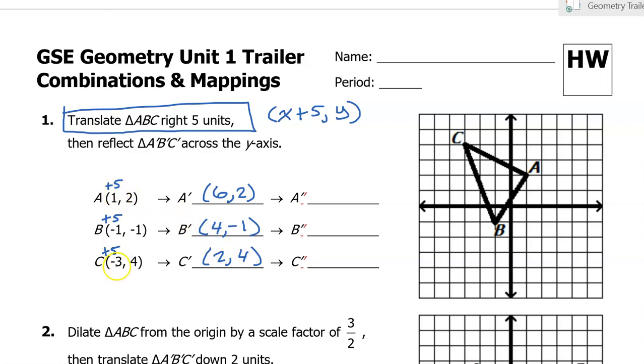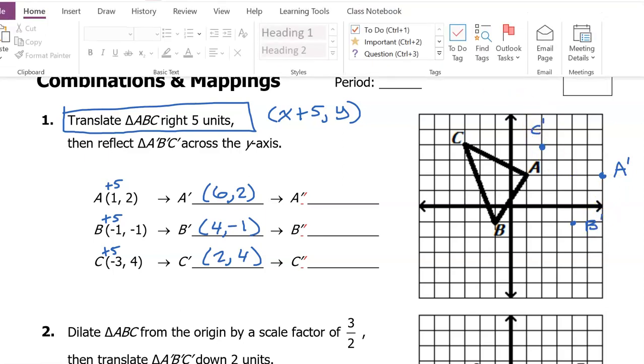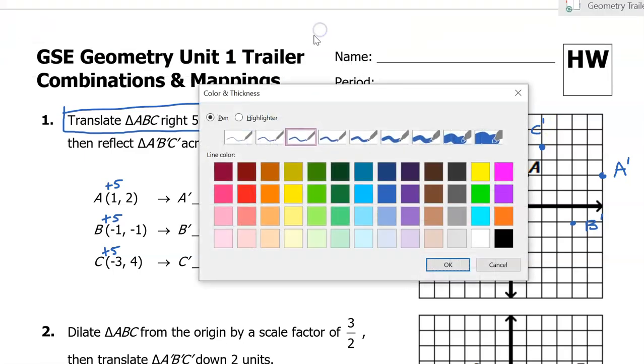All right, so we added 5 to the x values to move to the right, and we left the y values alone. So these are the coordinates of the image that we have after the first translation. So we could graph these if we wanted to. So 6, 2 would be like here. 4, -1 would be here. And 2, 4 would be here. Okay, so this is our A prime, B prime, and C prime. So I'm just going to go ahead and draw that triangle, if I may.